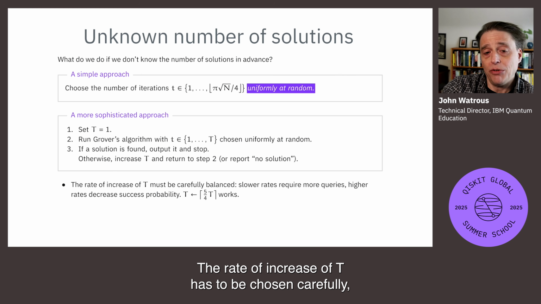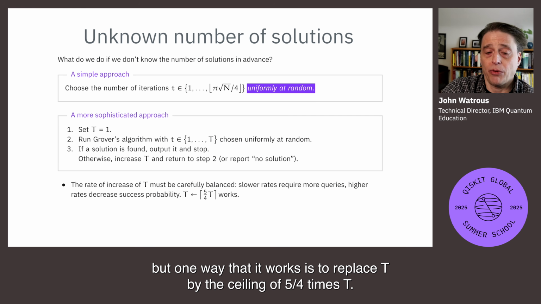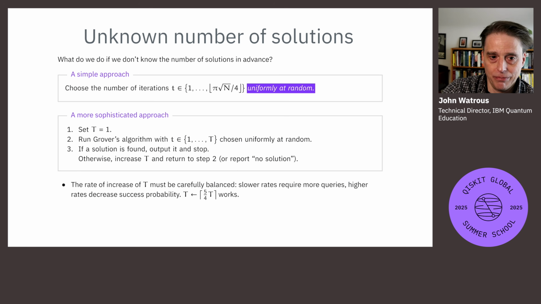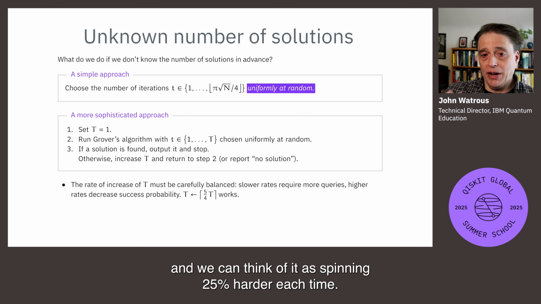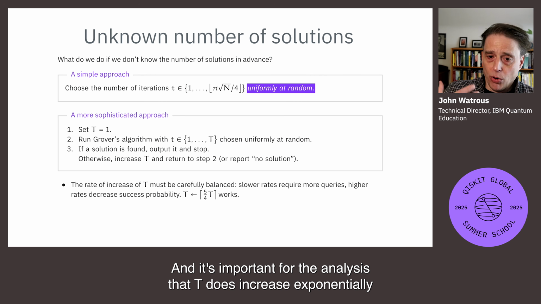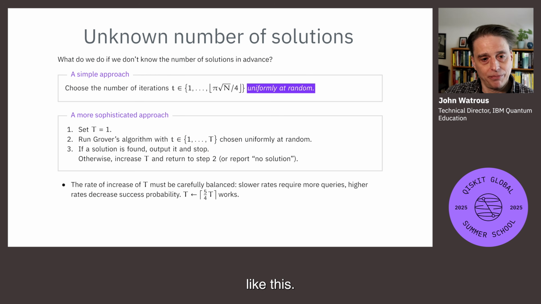The rate of increase of t has to be chosen carefully, but one way that it works is to replace t by the ceiling of 5/4 times t. So t is being increased exponentially, and we can think of it as spinning 25% harder each time. And it's important for the analysis that t does increase exponentially like this.